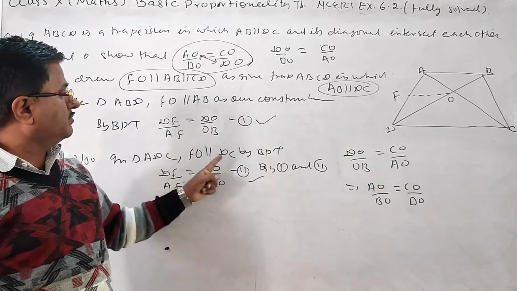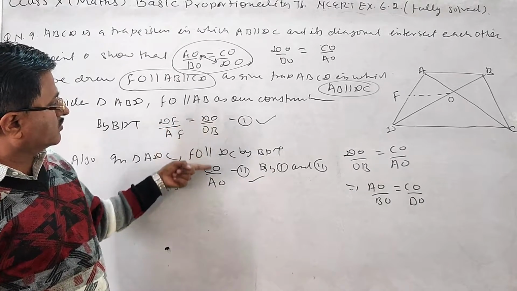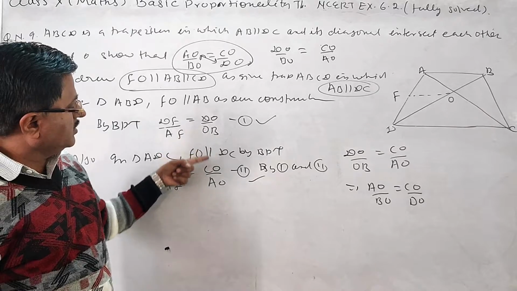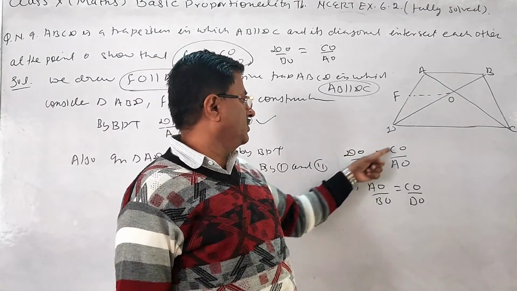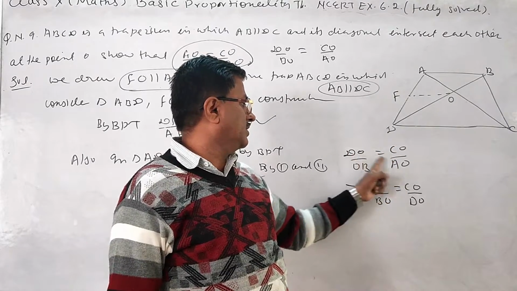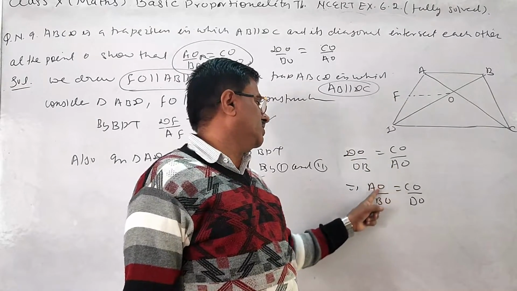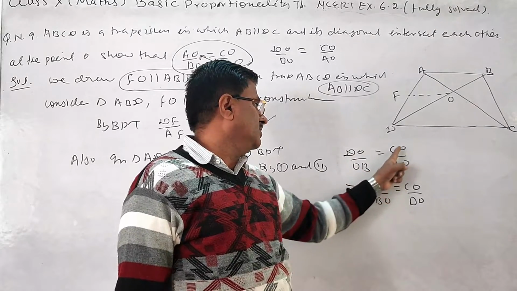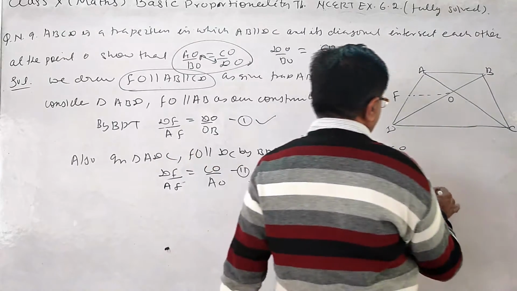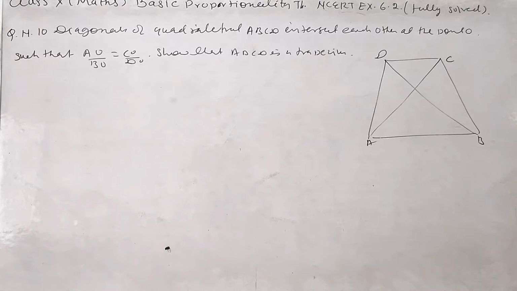This remains same. Now you can see in both the left hand side are equal, so the right hand side should also be equal. That is DO upon OB equal to CO upon AO. Now you can interchange the numerators, so the ratio remains same as you already learned in the chapter on ratio and proportion. So AO replaces here and DO there. So AO upon OB equals CO upon DO, that we want to prove. So in this way one can prove the diagonals of a trapezium bisect proportionally.